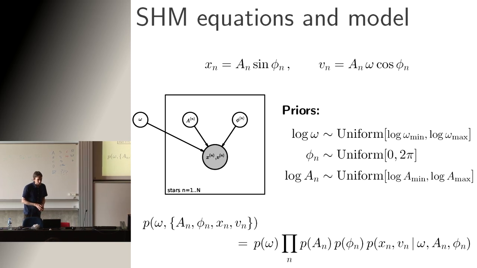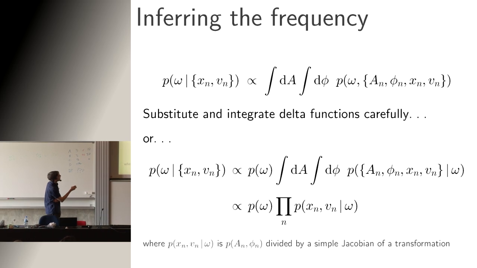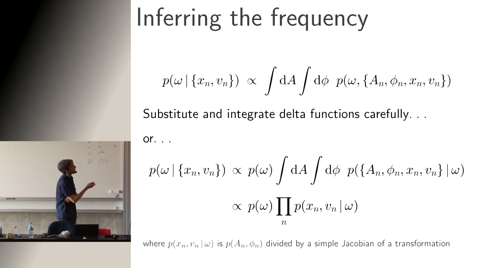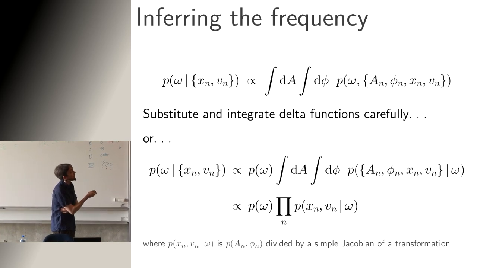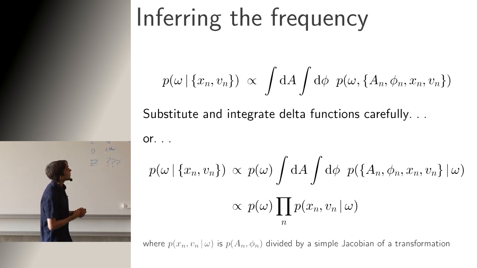So now if I want to infer omega, I can just apply the normal rule. I can say the probability of omega given the observations, and not anything else because I don't know anything else, is proportional to the probability of everything with the stuff that's not on the left-hand side integrated out. So this is the point that I'm going to have to be careful. This probability of everything contains delta functions, and when I do those integrals, I'm going to have to be careful. And by all means, go away and have a go at that. It's perfectly possible, but it's a bit messy and horrible.